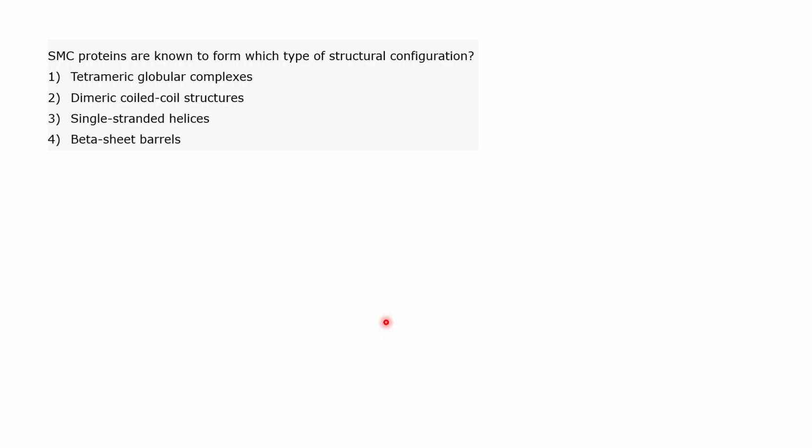SMC proteins are known to form which type of structural organization? Tetrameric globular complexes, dimeric coil structure, single stranded helices, or beta sheet barrels? Which may be the answer?